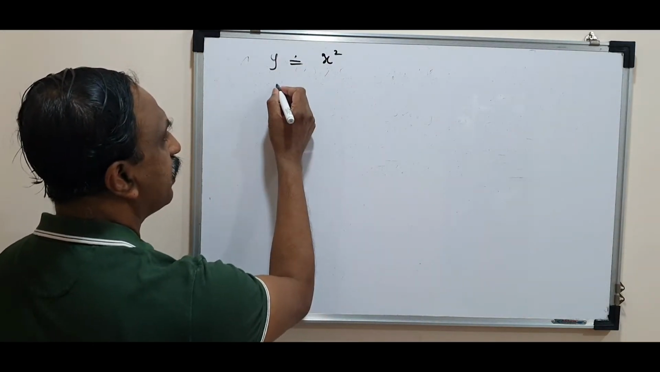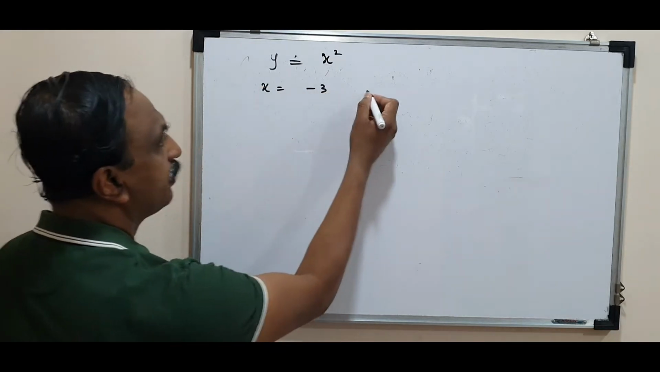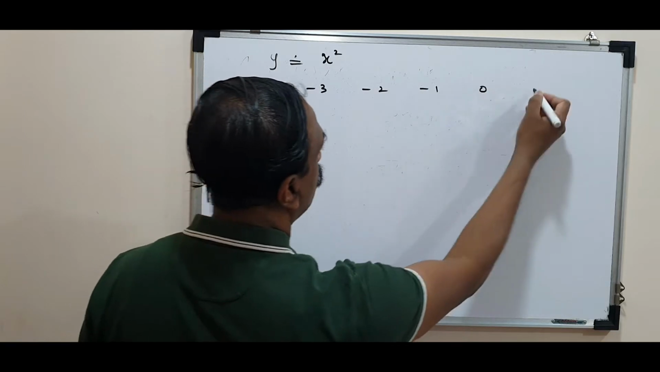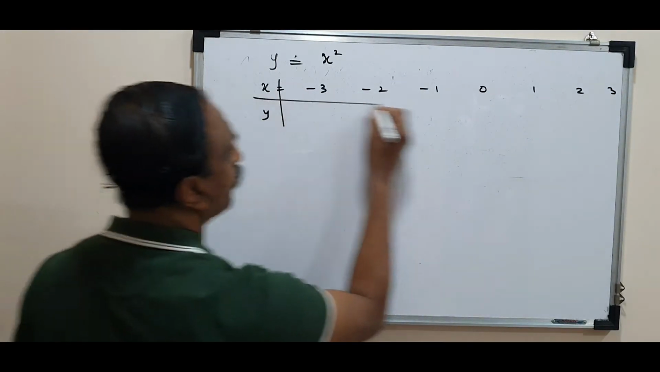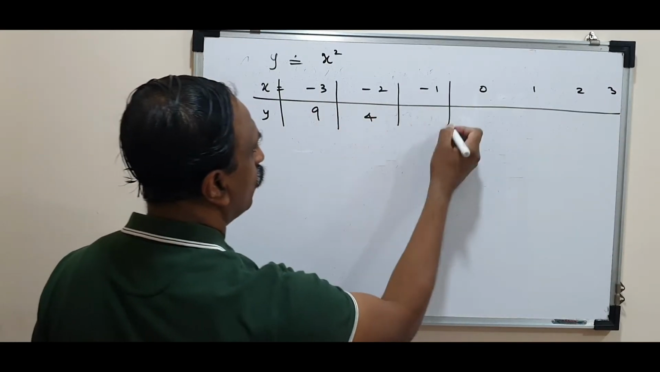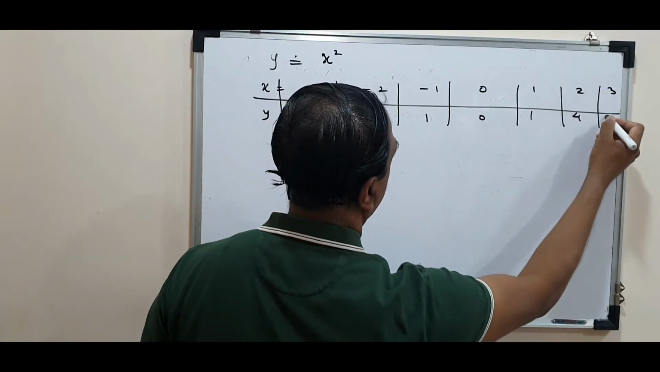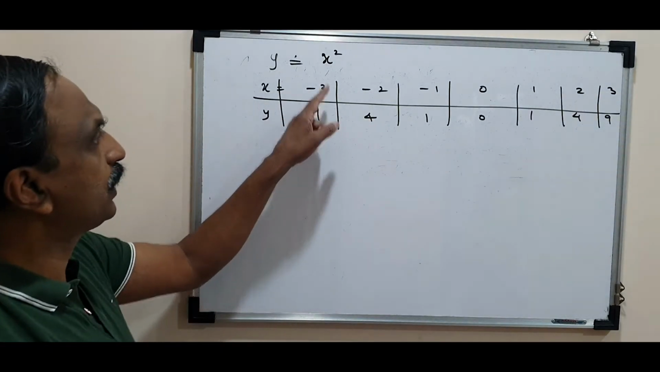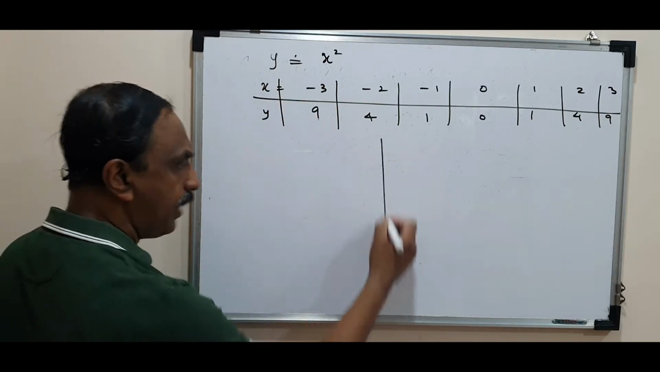Let's take some values of x and plot the graph. Say x is equal to -3, -2, -1, 0, 1, 2, 3. The corresponding values of y: y is 9, 4, 1, 0, 1, 4, and 9. So we substituted the x coordinate here and got the corresponding values of y. Now I am going to plot the graph.